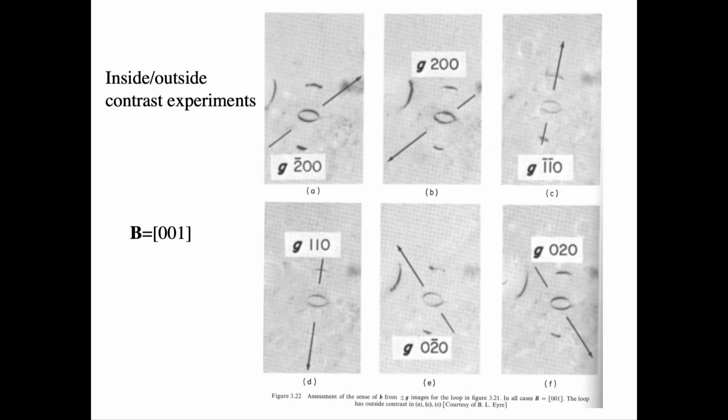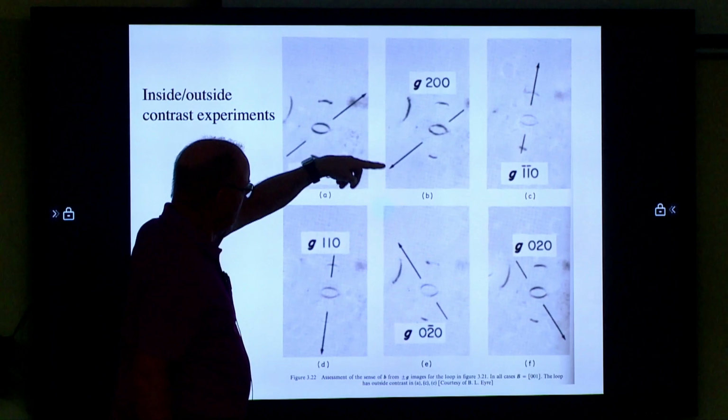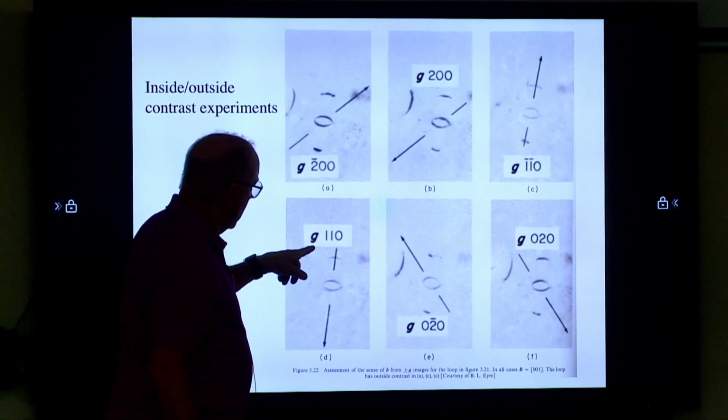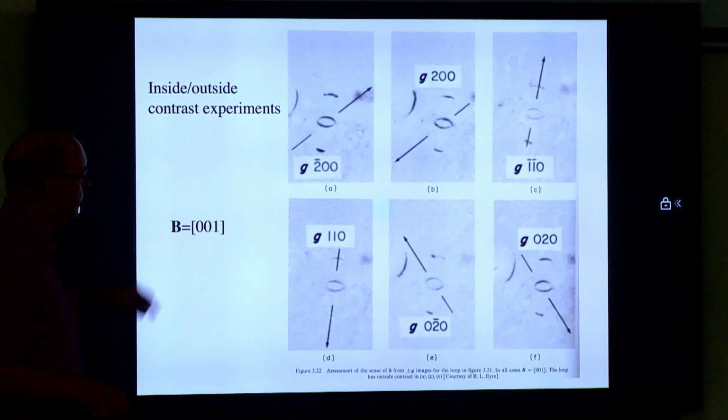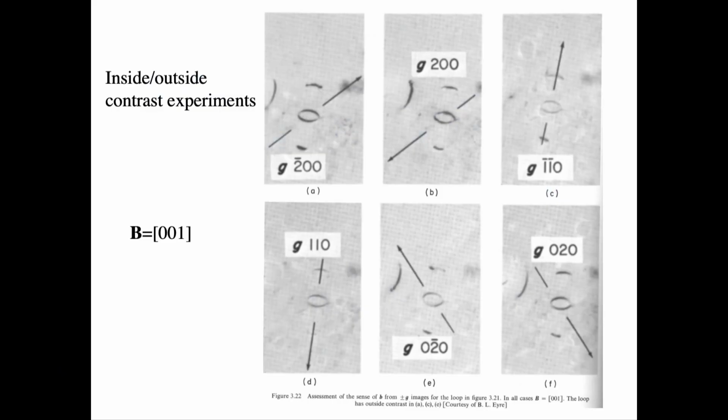And so we'd like to know what that is then. So we do the inside-outside experiments. That means we do bar 200, 200, bar 1 bar 10, and 110, and then 0 bar 20 and 020. So each one of these are pairs. And we will look at the images. I've just done this, you can see the inside and outside.